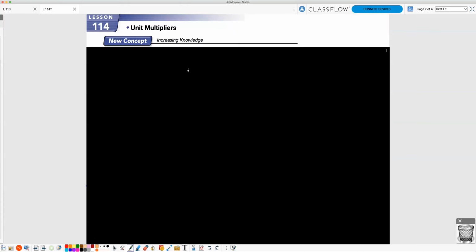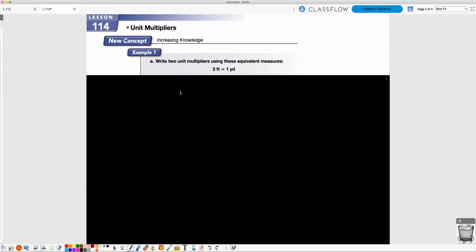All right, let's look at a few examples here. Write two unit multipliers using these equivalent measures. If you have 3 feet and 1 yard, you can write that 3 feet, and if you didn't know this already, 3 feet equals 1 yard. So you have 3 feet is equal to 1 yard. You can do one unit multiplier that looks just like that, or you can do another unit multiplier that would look like this, 1 yard to 3 feet. Those are the two unit multipliers that you can create using the knowledge that 3 feet equals 1 yard.